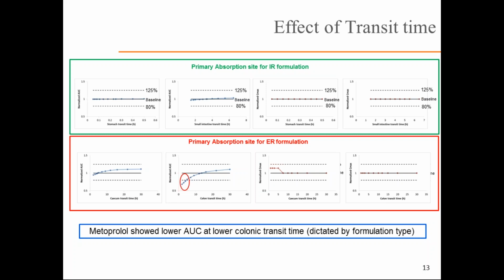And in the case of the ER formulation, what we found is that if you are lowering the colonic transit time, that means you are changing your ER formulation to almost an IR formulation, then you might actually get a lower AUC. So that's why we can say that it is totally dictated by the formulation type, which has given us another piece of evidence that formulation is the most important factor when you are switching metoprolol from brand to generic drug.